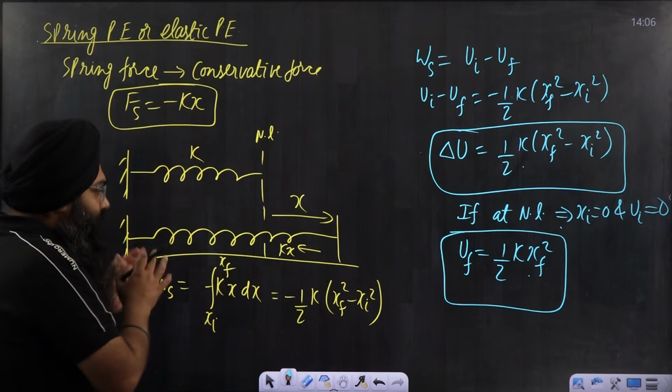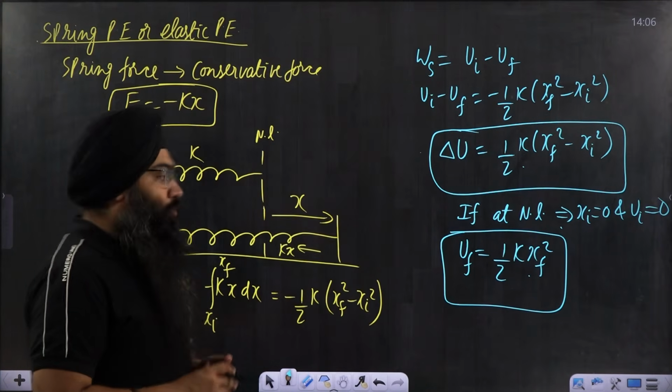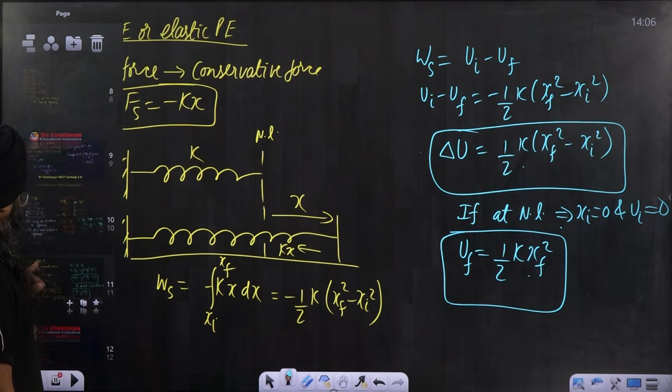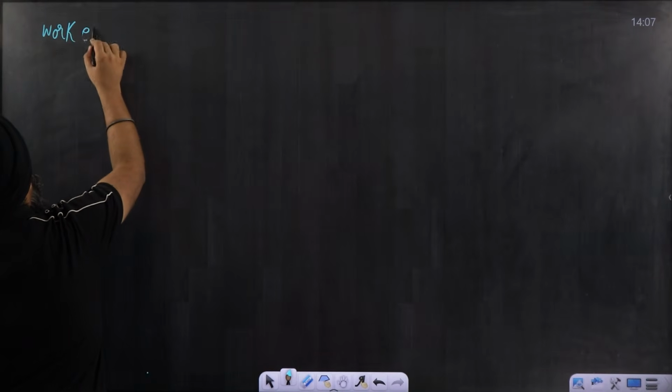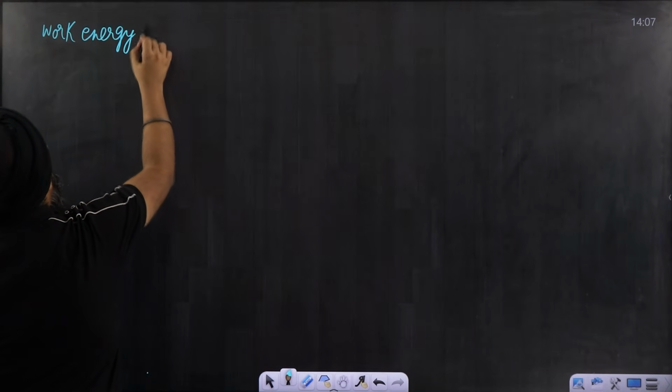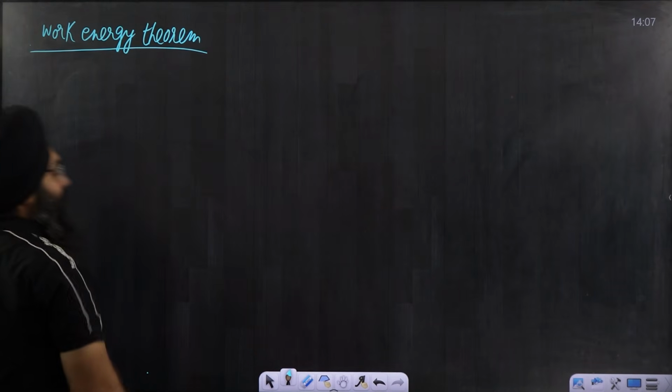So I hope these two potential energies are clear to you, spring potential energy and gravitational potential energy. Now after this, one more concept comes, that is the concept of the work energy theorem. The work energy theorem states that if there is a system or a body, and on that body multiple forces are acting and they are doing work.